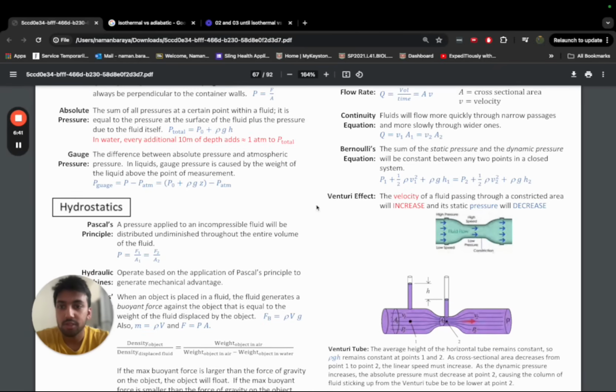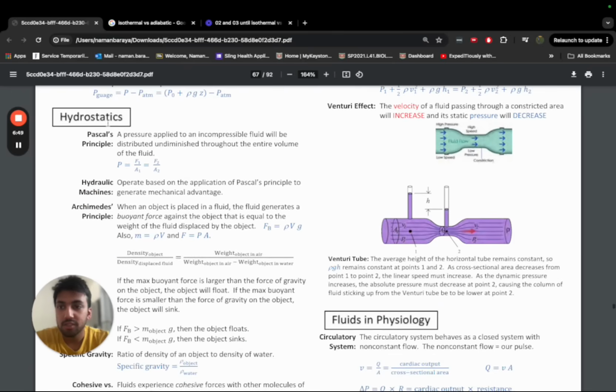So if I were just to tell you what is the pressure at that point, and then you knew the atmospheric pressure, you can kind of figure out what is the pressure that the liquid is adding. Next is hydrostatics. So there's Pascal's principle, which is that a pressure applied to an incompressible fluid will be distributed undiminished throughout the entire volume of fluid. And essentially it means that, let's see if I can find an example.